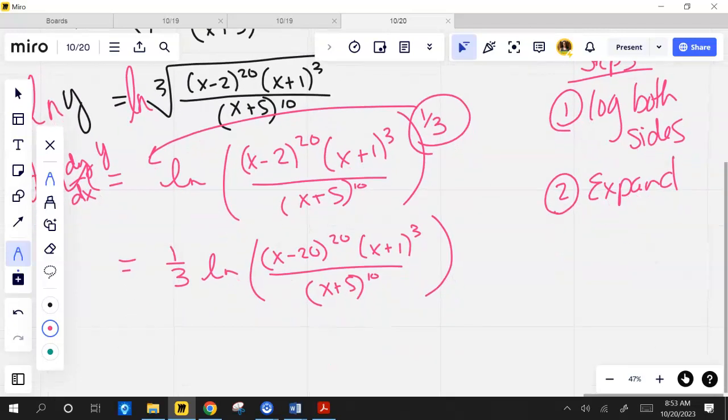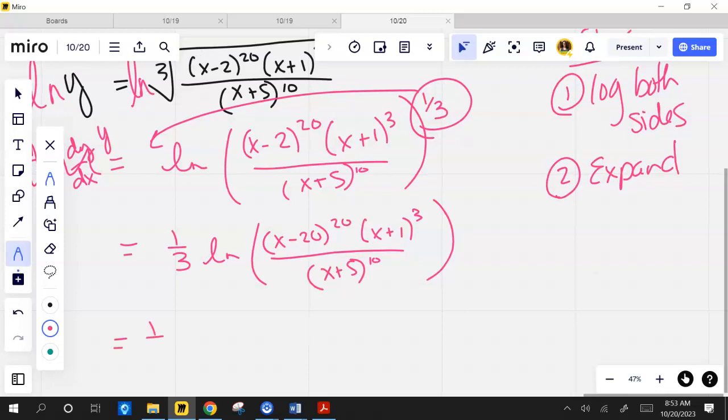The thought process is, you're so good, because when we did this in pre-cal and algebra 2, you're so good at expanding logs. All right, so I got 1/3 log of, I'm going to do the subtraction first, okay? So I'm going to do x minus 2 to the 20.